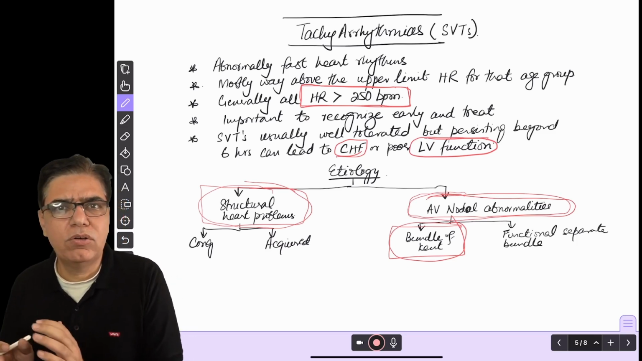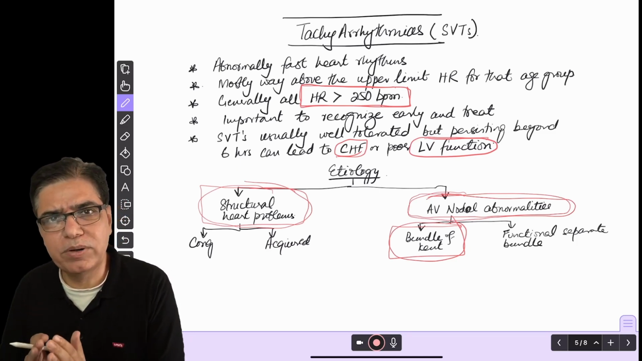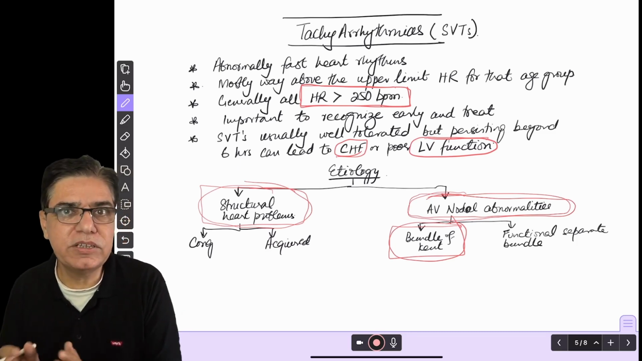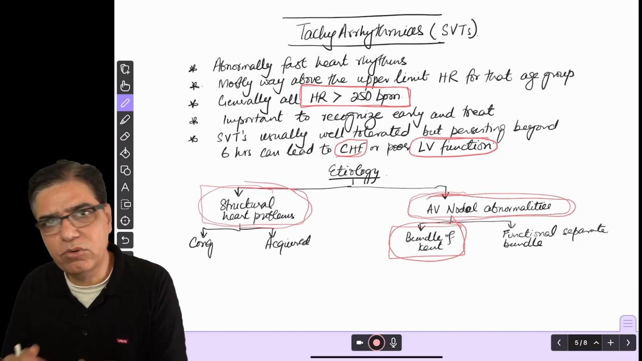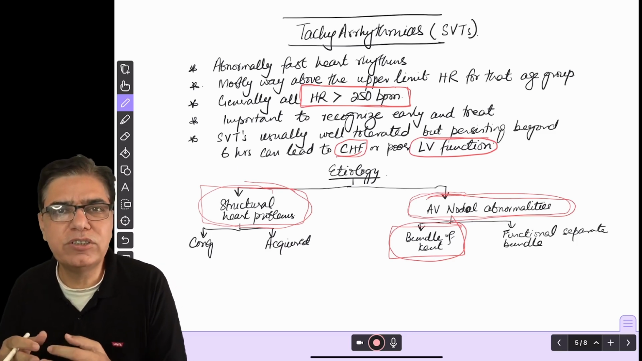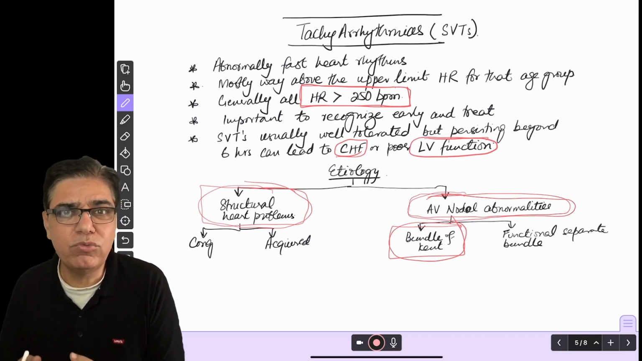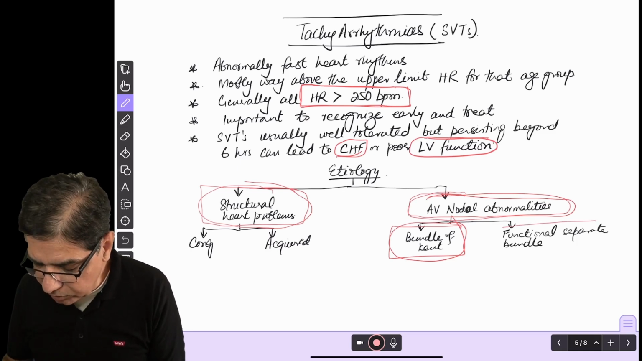So what would happen? Let's say one electrical impulse goes quickly through one of these bundles, it's going to come back. It doesn't mean that in all cases it will come back, but in some cases it's going to come back and re-excite the atria and then go through the same thing. So it would lead to a vicious cycle of excitation and contraction, and that would lead to an abnormally fast rhythm.